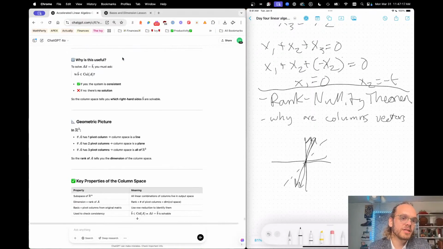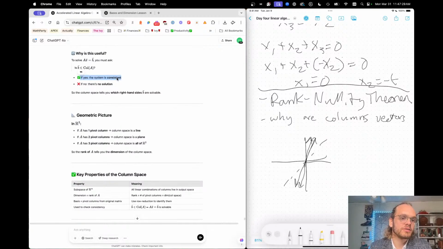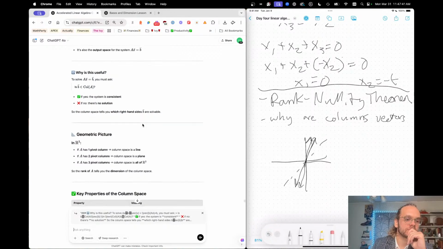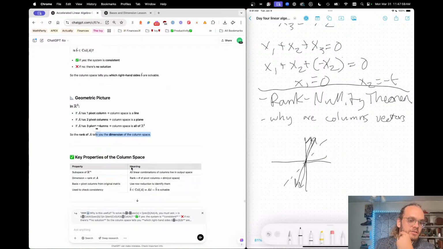Why is it useful? That'd be good to know. To solve a matrix times some vector equal to another vector, you have to ask: is b within the column space? If yes, the system is consistent. If no, there's no solution. So the column space tells you which right-hand sides b are solvable. This is totally confusing. So in three-dimensional space, if A has one pivot column, the column space is a line. If it has two pivot columns, it's a plane. If it has three pivot columns, the column space is all of three-dimensional space. So the rank of A tells you the dimension of the column space. All right.